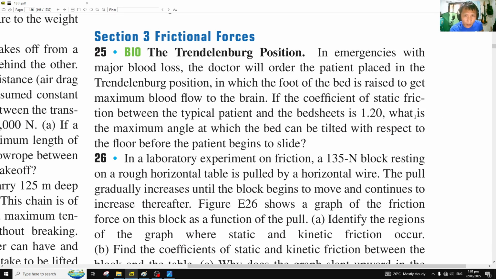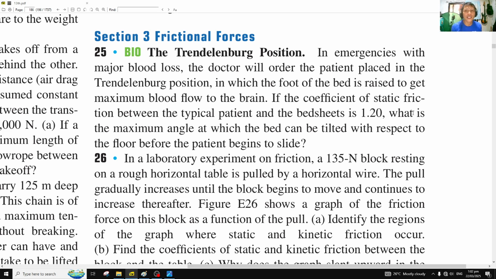So coefficient of static friction: static meaning it will not move, but it will have the tendency to move. As you can remember, the formula for static friction has a less-than sign, meaning the frictional force goes from zero to a particular maximum value before it slips, in this case before the patient slips. Of course, if the tilt is too much and the static friction is exceeded, your frictional force will not counter the weight and the patient will slide down. So that is the lesser than sign or the greater than sign.